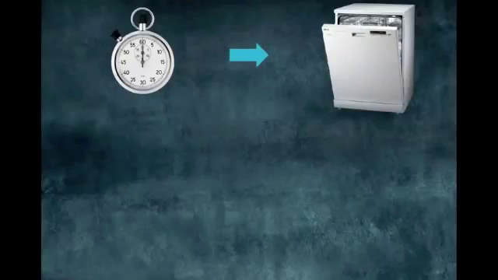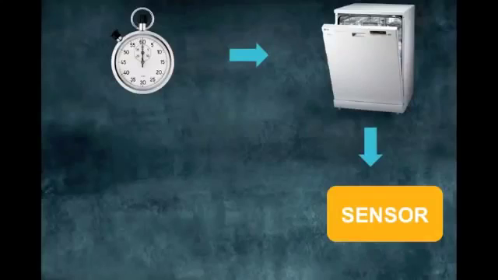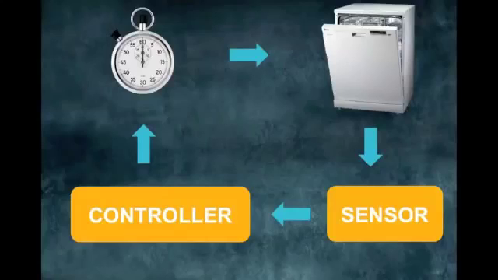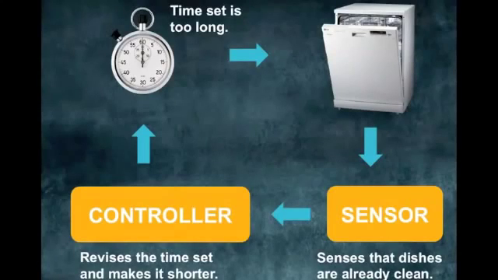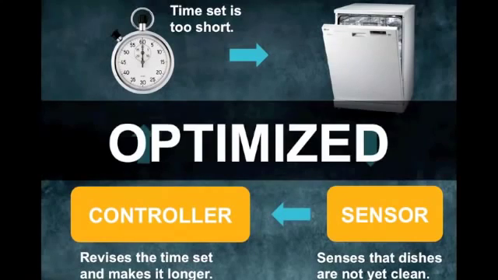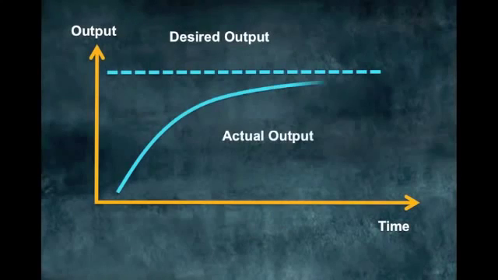Let's go back to the dishwasher and pretend that there's this sensor which measures cleanliness. Every time you turn on the dishwasher, the cleanliness sensor constantly relays information to the controller, which adjusts the timer accordingly. If the time was set too long, then the controller shortens it. If the time was initially set too short, then the controller extends it. With the sensor and controller in place, closed-loop systems manage resources much better. They also present an actual output that's always going to be closer to the desired output over time.